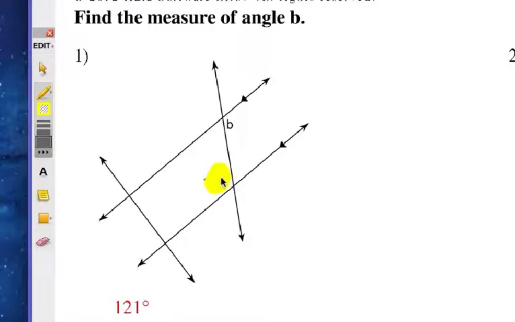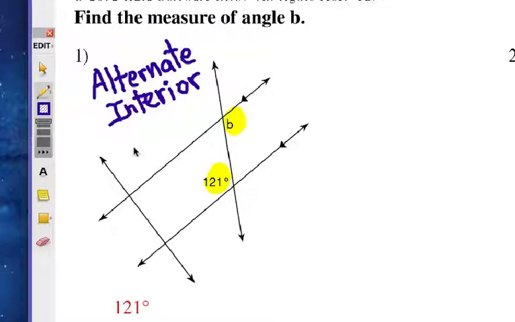Alright, we've got this angle right here, 121 degrees, and we have this angle right here. Now together they're known as an angle pair because these lines right here are parallel and this is your transversal. So what do you know about that pair of angles? That's right, they're called alternate interior. Alternate because they're on different sides of the transversal, and interior because they are inside of the parallel lines. And that makes them congruent, so they measure the exact same. Obviously 121 degrees.